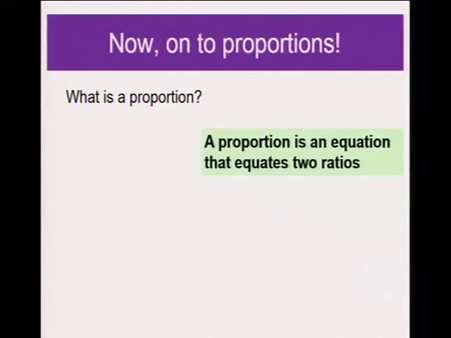Let me move to the other area of proportions. And we would like to know what a proportion is. And as you can see, a proportion is an equation that equates two ratios. For example, A over B is equal to C over D, right? Let me put it here. Okay. A over B is equal to C over D. So a proportion is an equation that equates two ratios. A over B is a ratio, C over D is a ratio, and we're saying this equation is equal. Okay. So that's a ratio.